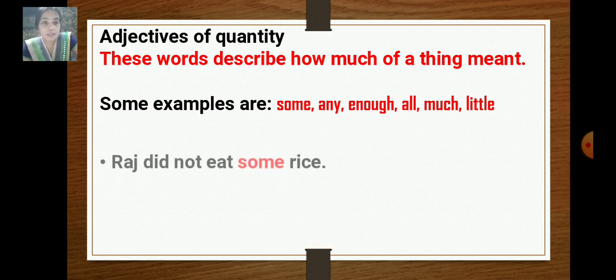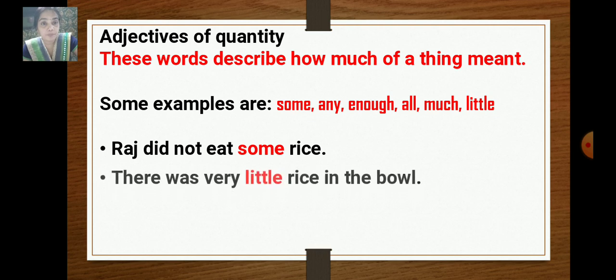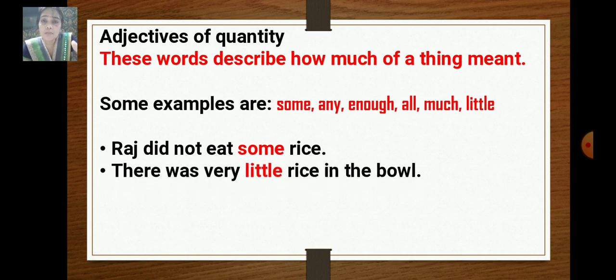So let's see some example sentences. Raj did not eat some rice. So you can ask the question for yourself: how much rice did Raj not eat? Some. He did not eat some rice. So the word some is an adjective of quantity. Quantity means it shows the measurement. It describes the measurement.